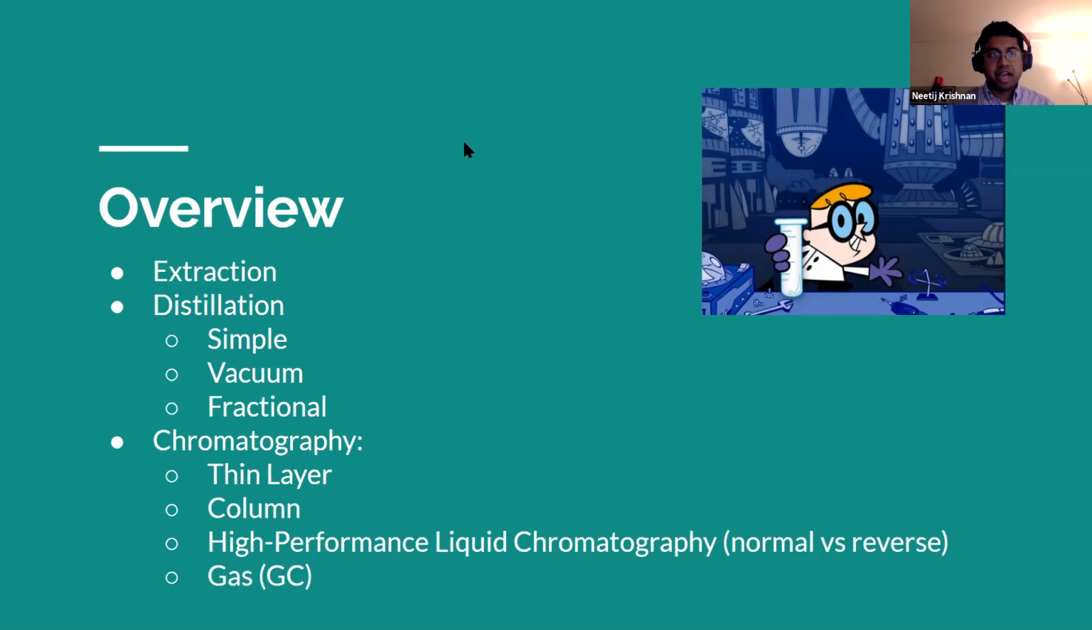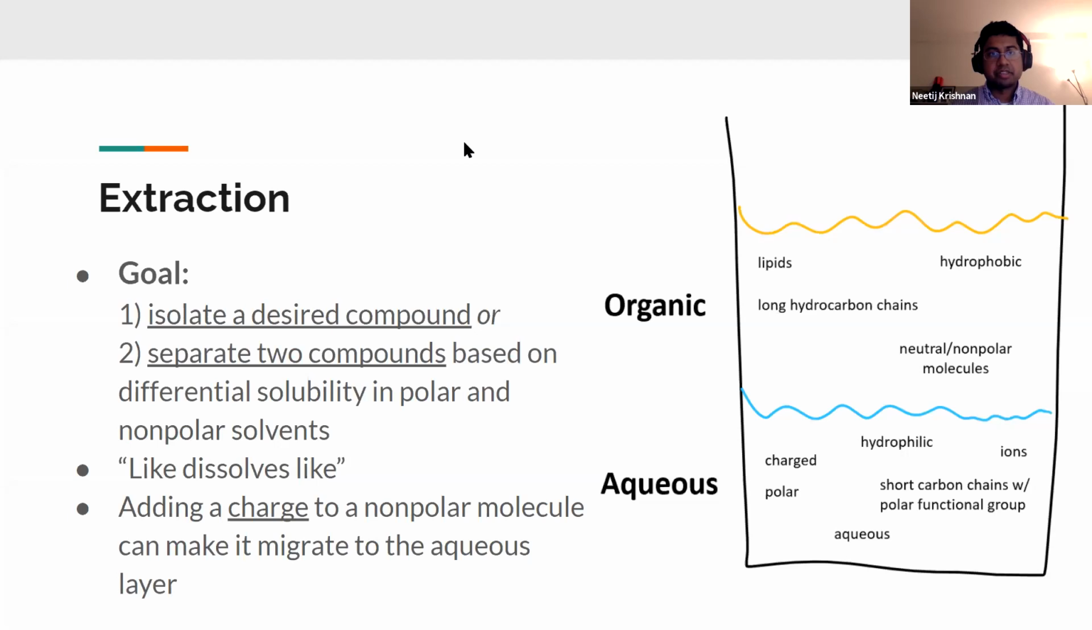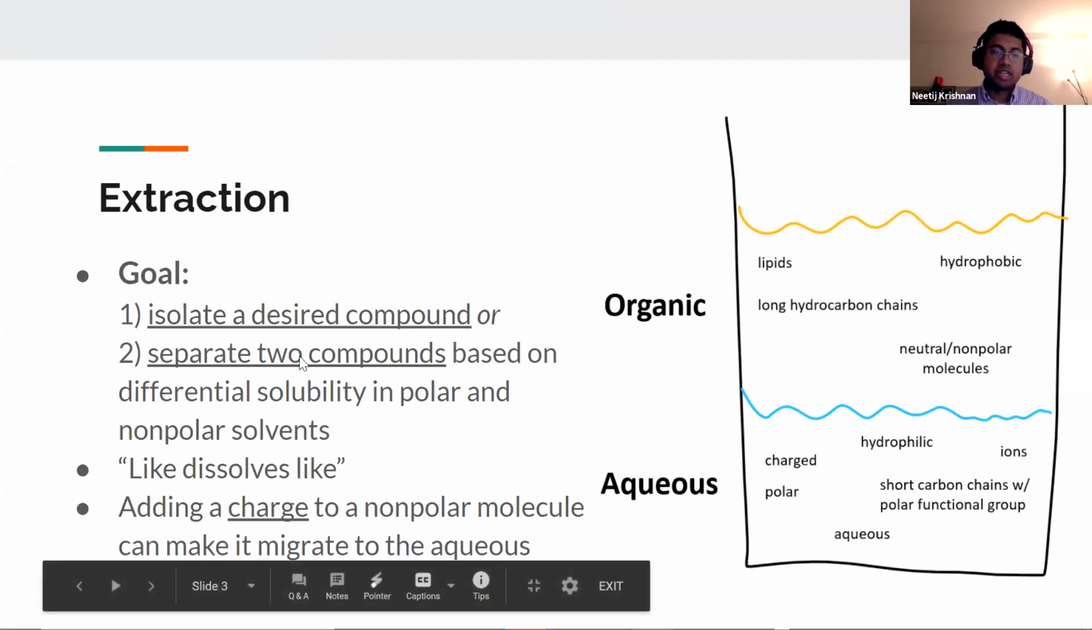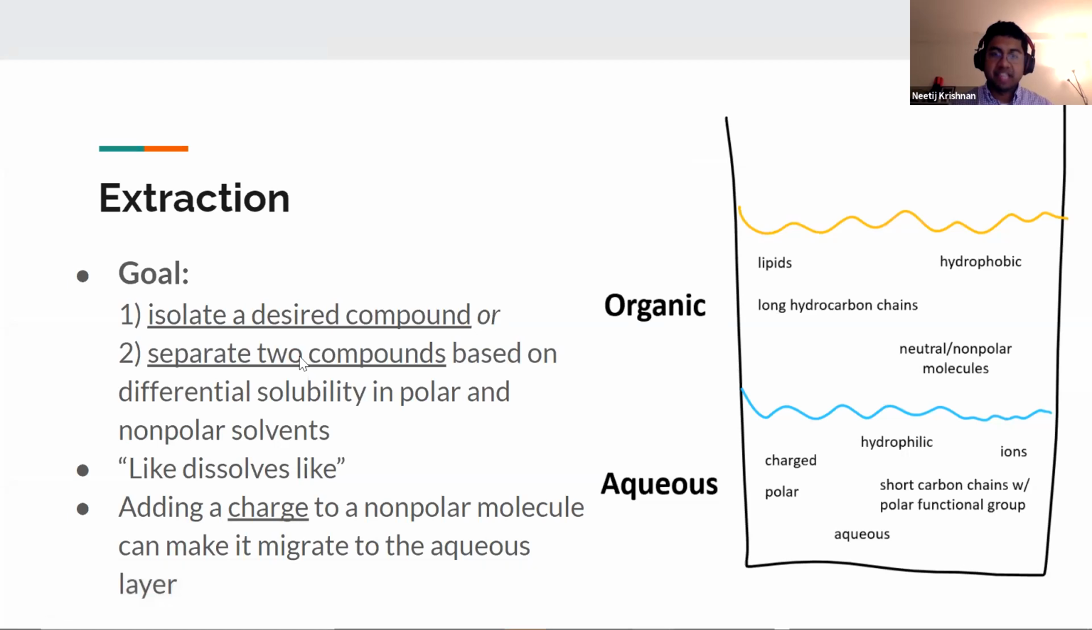So let's start with extraction. Extraction is essentially based on the idea that we're going to isolate a desired compound or separate two compounds based on them having different levels of solubility in polar versus non-polar solvents. Those of you who've taken organic chemistry have probably done this at some point.